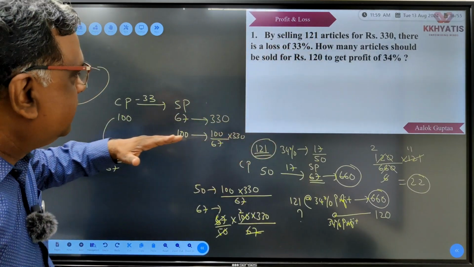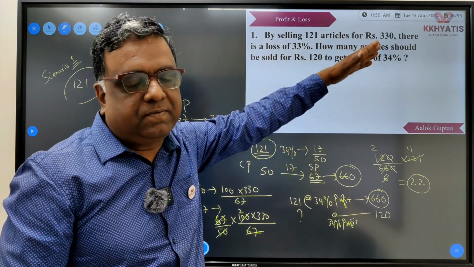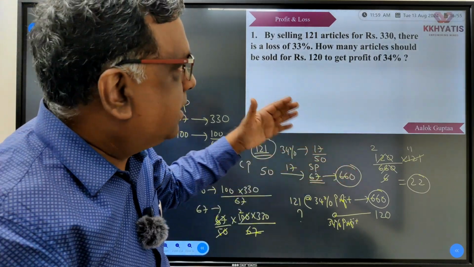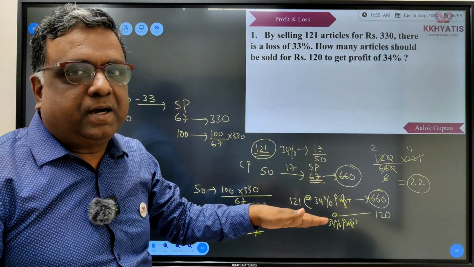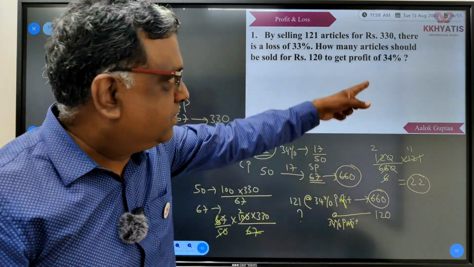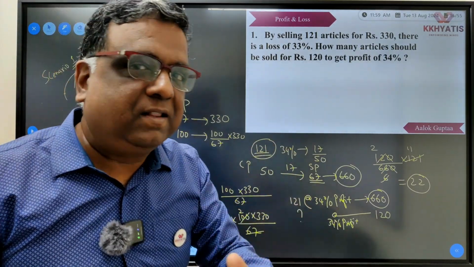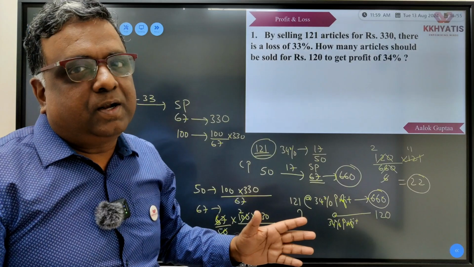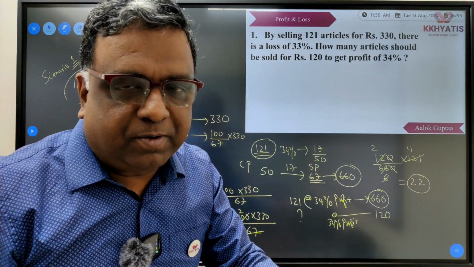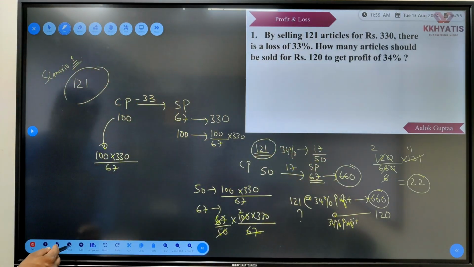So what I did here, basically, given the scenario of 33% loss on 121 articles, SP is given, I found out the CP. Now, knowing the CP for 121 articles, I found out the selling price at 34% profit. So I got the selling price of 121 articles at 34%. Now I have to calculate, if my selling price would have been 120 at 34% profit, what would be the number of articles? Cross multiply. Okay. Next.